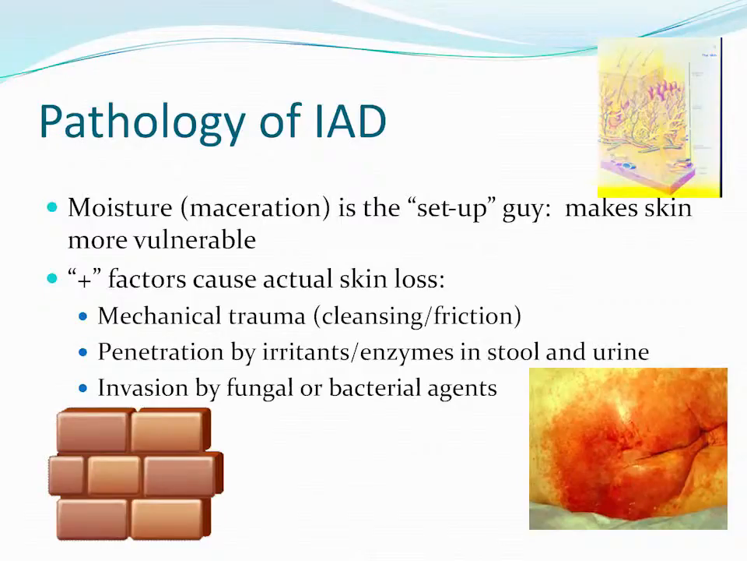So there's a concept out there when you look at what happens with IAD or any kind of moisture-associated skin damage, it's moisture plus question mark. So moisture is seen as the setup guy. Moisture makes the skin more vulnerable. Overhydration does not usually in and of itself cause skin loss, but it makes the skin much more vulnerable. And then the factors that actually cause skin loss have an open door because they have a very vulnerable host. So mechanical trauma from cleansing from friction, penetration by irritants and enzymes, and penetration by bacteria or by fungal organisms.